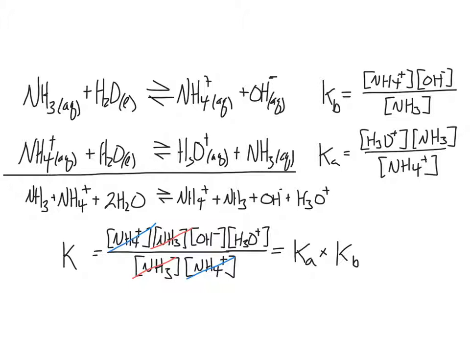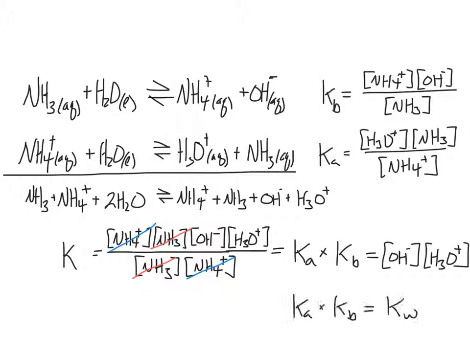What this means is that for any conjugate acid-base pair, the Ka times the Kb equals the concentration of hydroxide times the concentration of hydronium. Or another way to put it, the Ka times the Kb always equals Kw.